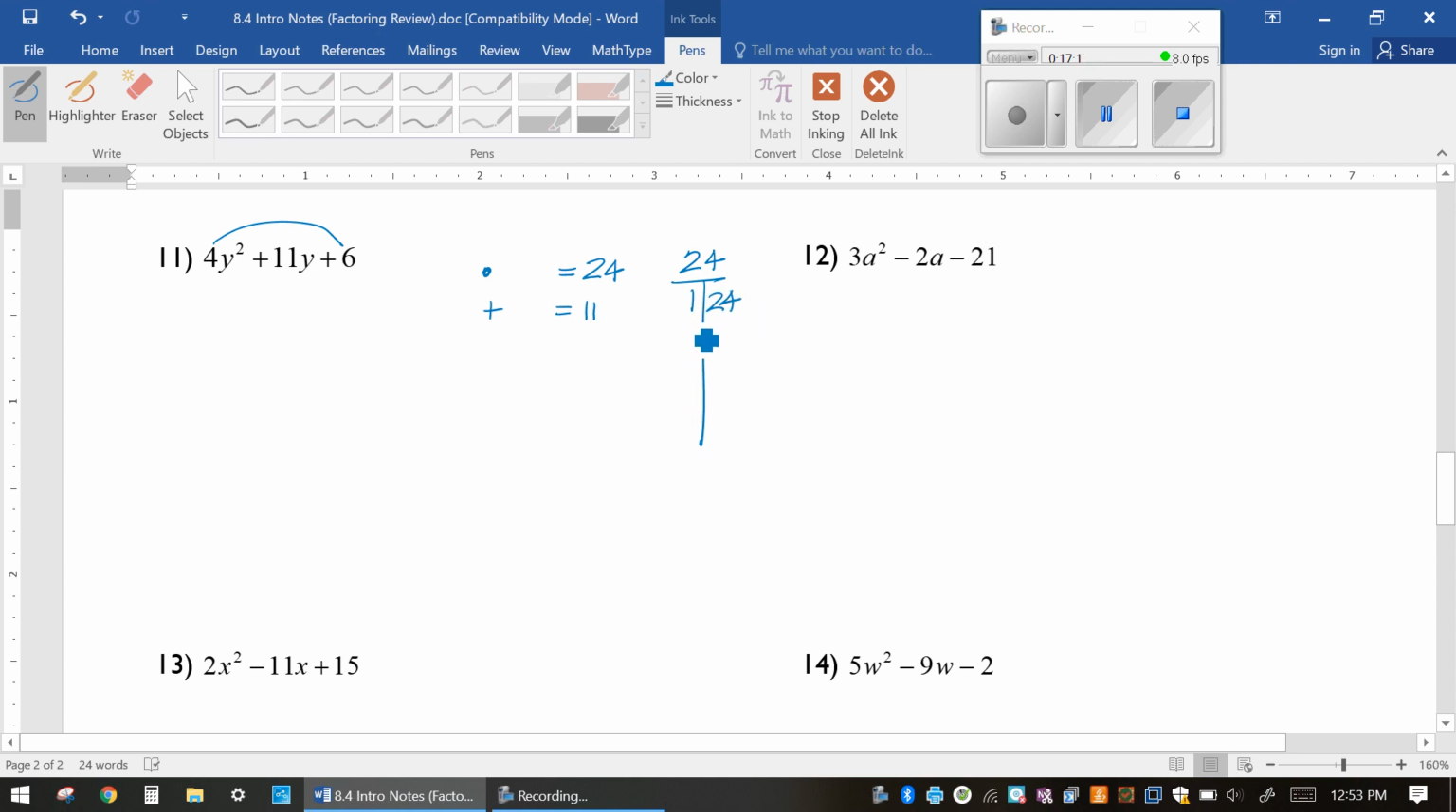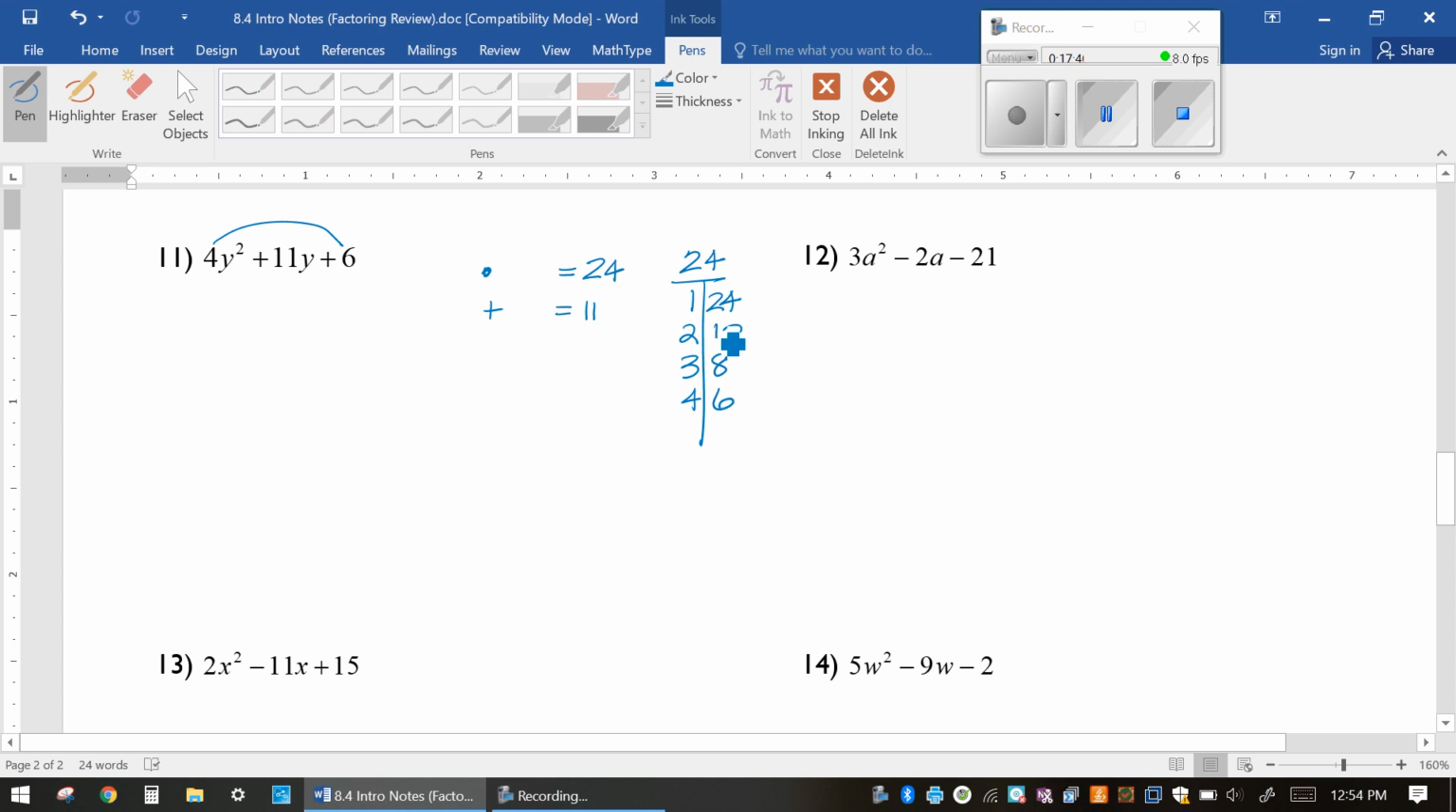Can you divide 24 by 2? Yes. Can you divide 24 by 3? Yep. Can you divide 24 by 4? Yep. Can you divide 24 by 5? Nope. Can you divide 24 by 6? Yep, it's already on there. Remember, when you check a number that's already on your list, that means you've found all the factors.